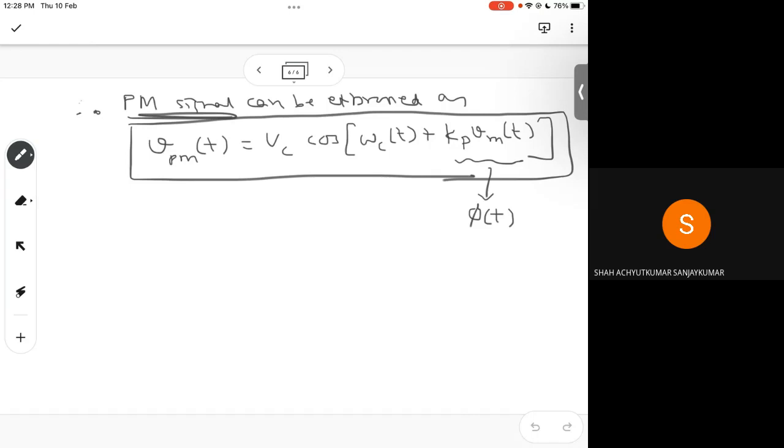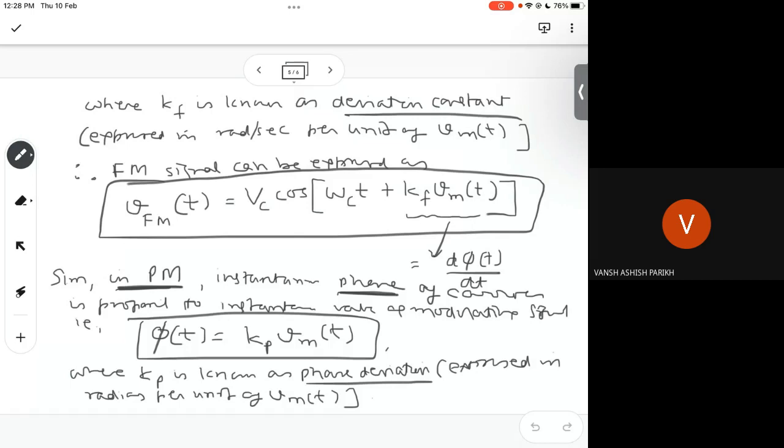Okay, fine. Yes. Sorry, sir, can you go to the previous slide? Yes, please. Sir, kf vm(t) shouldn't be added to ωc because both have different dimensions. No. See, ωc t is the angular frequency multiplied by time. And kf is a deviation constant. It also has certain units. I will explain to you, just wait for that. kf is not simply a constant; it also has certain units. I will do an example to clear this part. I was coming to that. It is a good question.